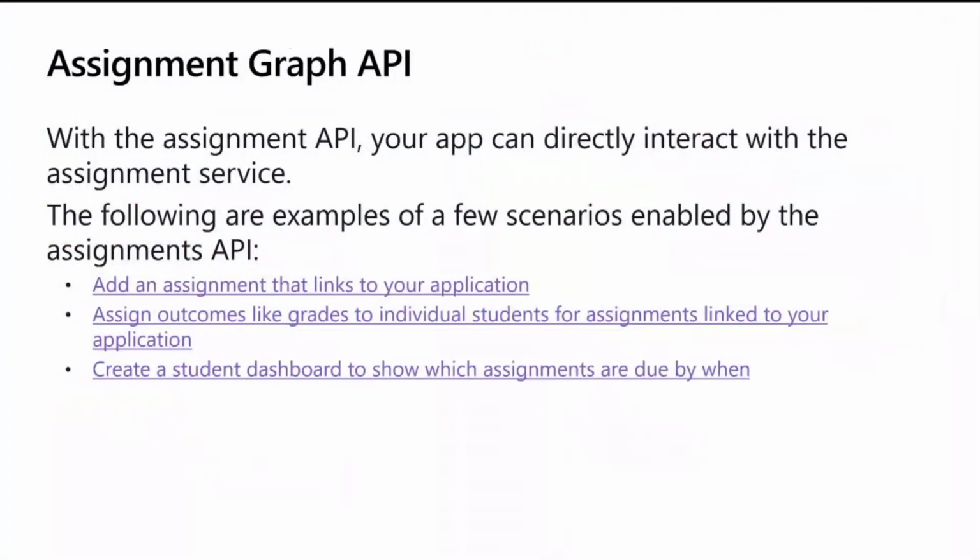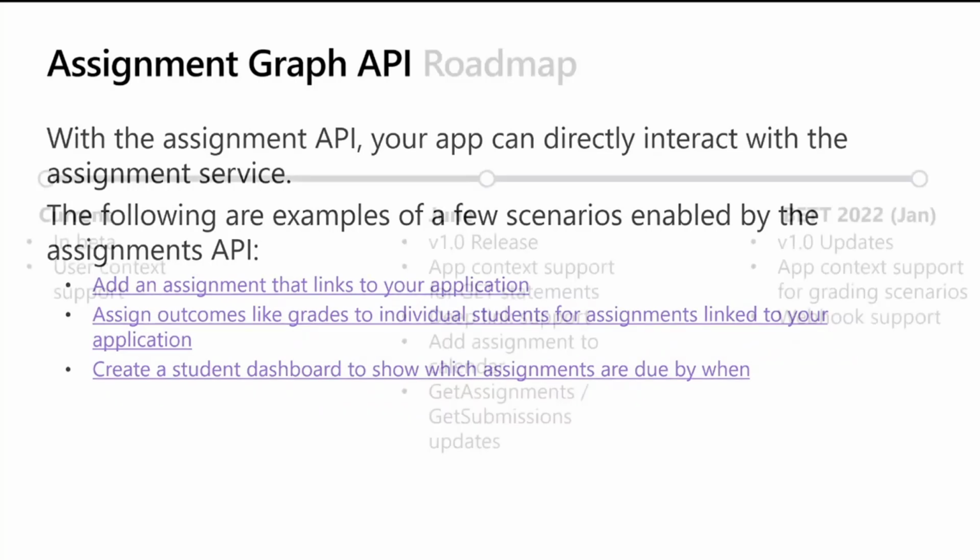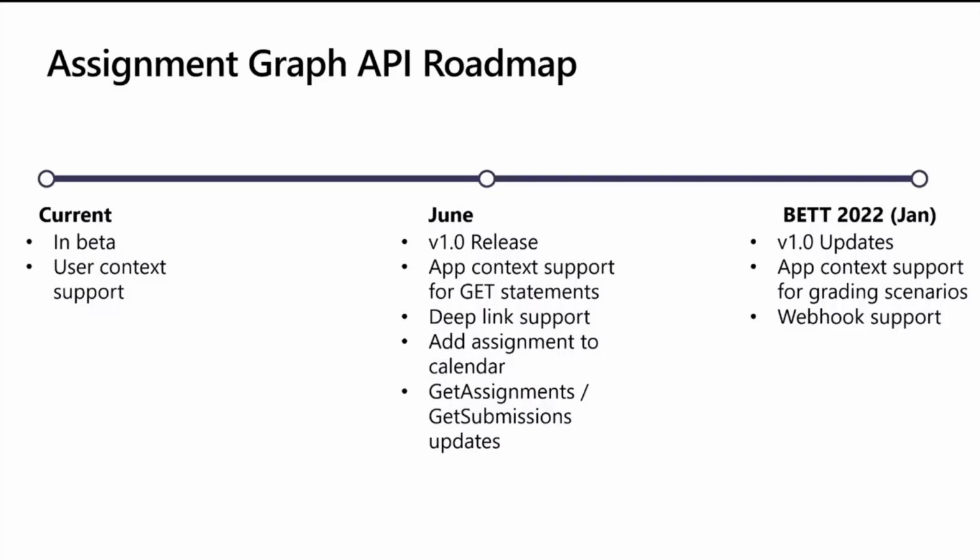Right now, the way we see our partners using these things today is, again, getting data out of our system to report to parents and teachers. It could also be putting data back into the system. So for instance, an education application will have a quiz, and they put the grades back into our system. So those are examples of Graph API use today. Right now, we're currently in beta, but I would say in a week or two, we'll actually be in the V1 release. We added app context support for all statements. We added deep link support. You can have a link to your assignments back to the functionality.